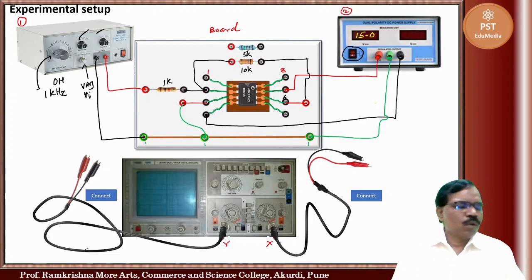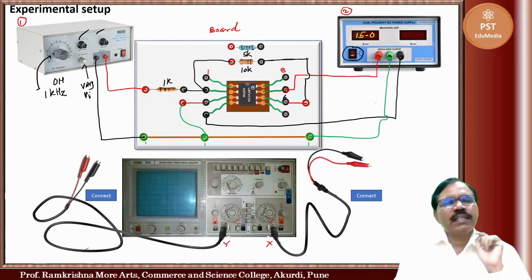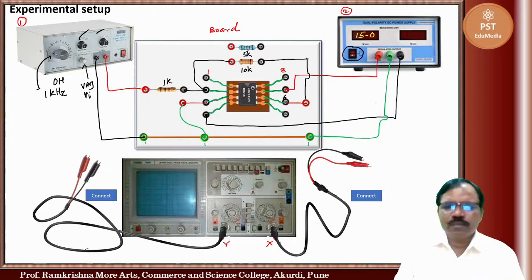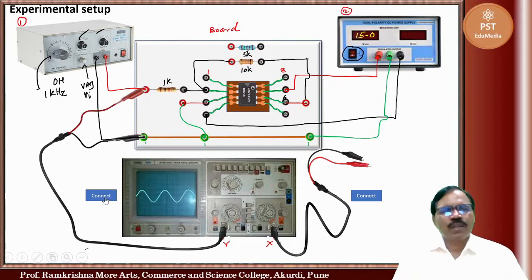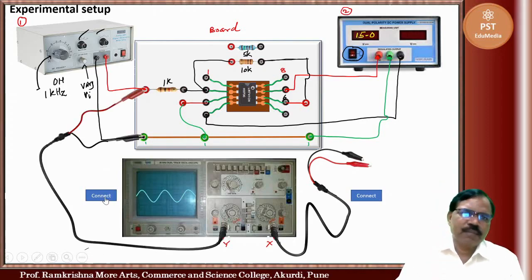Now to measure input, we will set some input voltage. To measure input, we have to connect the CRO. So the Y terminal of the CRO we will connect between pin 2 and ground. So we will get a sine wave signal, because we have applied a sine wave signal of 1 kilohertz on the CRO.